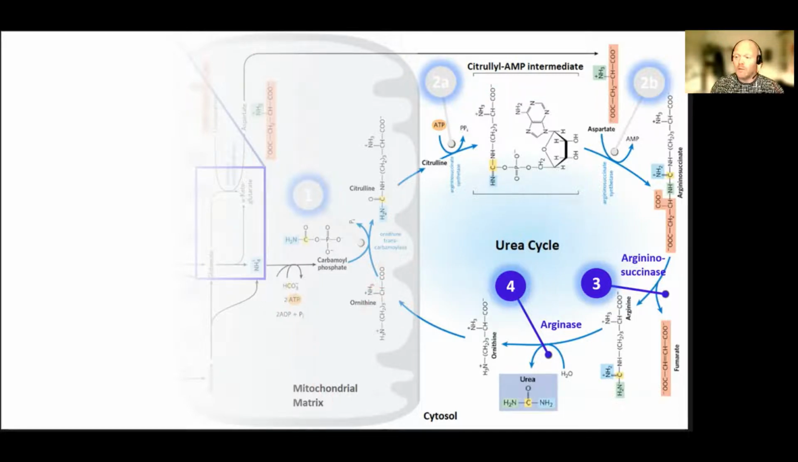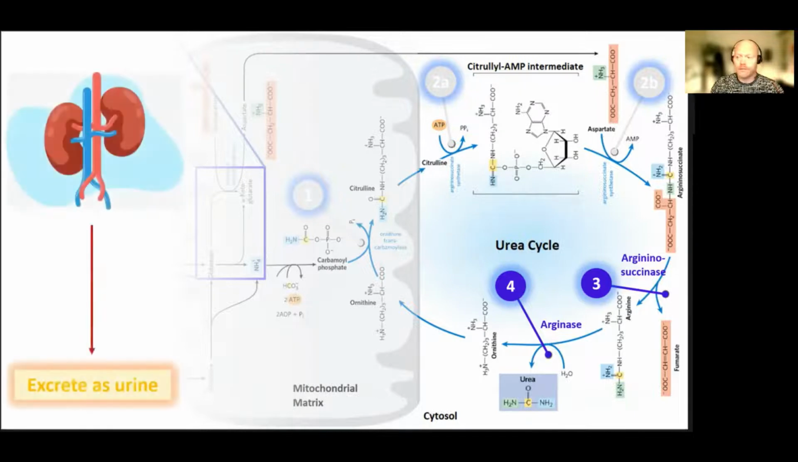Now, what about the urea produced? Well, it enters the bloodstream and is carried to the kidneys, where the blood is filtered and urea and other waste products are gathered and excreted as urine.